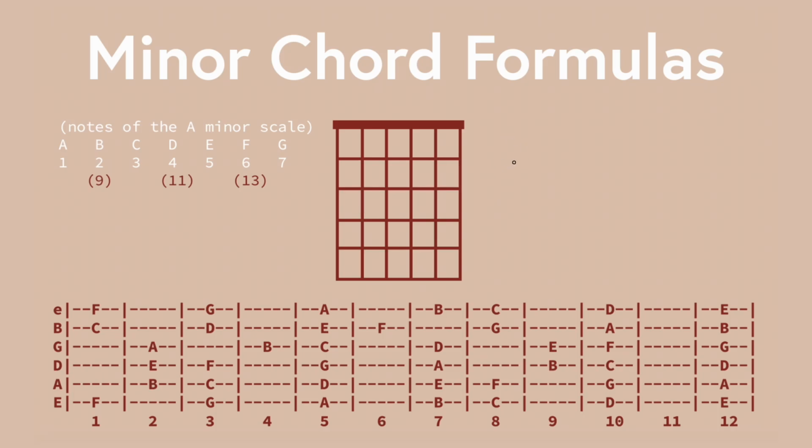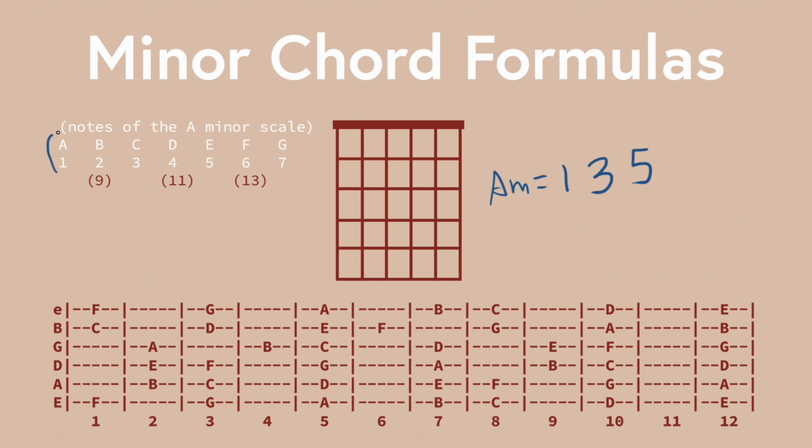Okay, let's start off with A minor, because A minor is a relatively simple formula. So A minor is the first, the third, and the fifth notes in the A minor scale. These are the notes of the A minor scale: A, B, C, D, E, F, and G. And these are the scale degrees. That's whether you're playing the first, second, or third note in the scale, and so on.